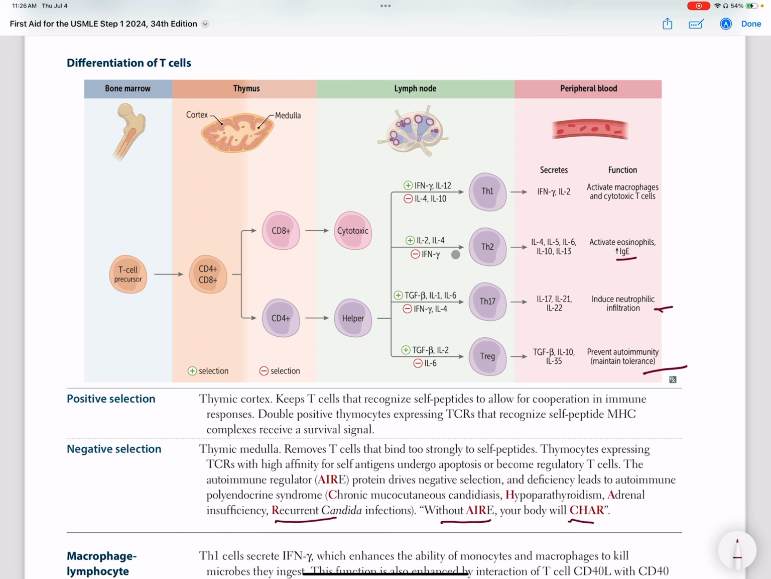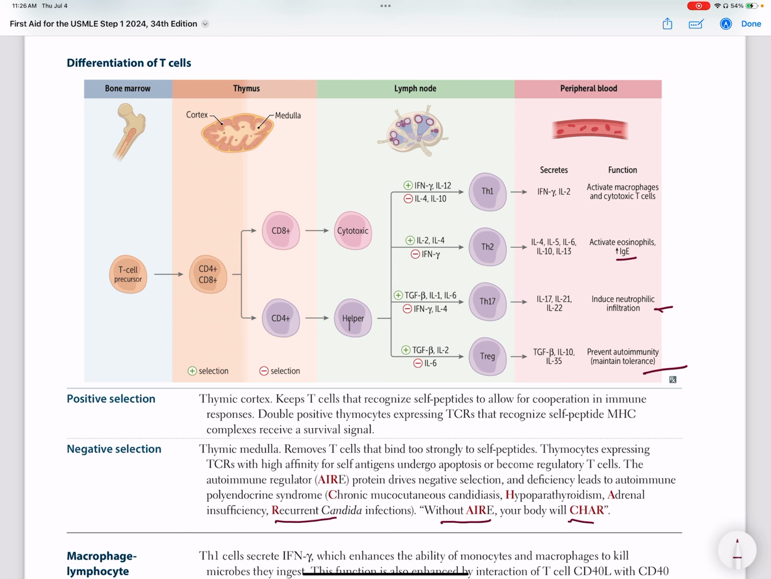IL-2 and IL-4, and inhibitory is again interferon gamma. So this is Th2, IL-4 for Th2. So IL-4, 5, 6, IL-10 and IL-13 activate eosinophils, increased IgE.